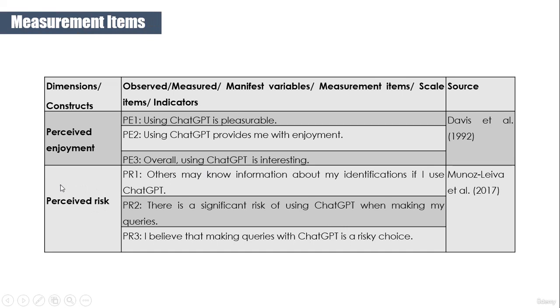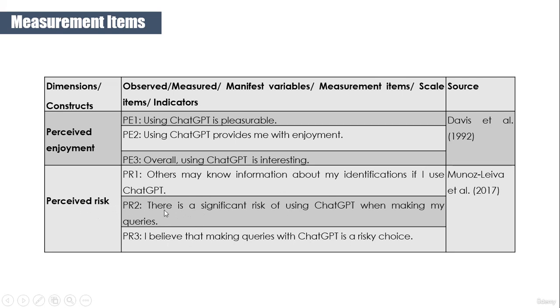Perceived risk, that means it will be used as a moderator in the moderation analysis. That means it is measuring the negative aspects. That means using ChatGPT has significant risk. So here are the questions: others may know information about my identification if I use ChatGPT, and it includes significant risk. I believe that making queries with ChatGPT is a risky choice. That means all the 3 items measure the same thing. That means the risk involved, how much risk people think is involved in ChatGPT.